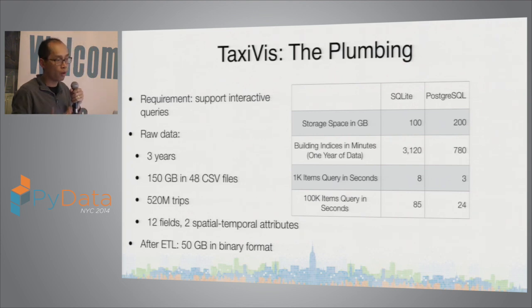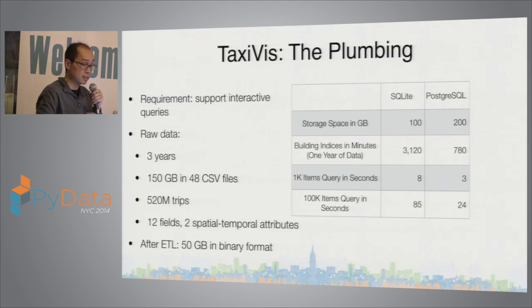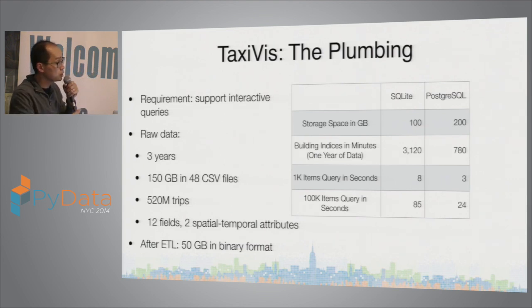We didn't really want to build our own database backend, but we tried a number of techniques. We tried SQLite, we tried Postgres, and also some commercial databases that I'll show a little bit later. But as you look at the statistics here, Postgres and SQLite took almost 2 gigabytes of disk space, and the time to index the data was like 13 hours for just 1 year. But the real problem is query performance. For a very simple query with a result size of 1,000 trips, it takes like 3 seconds already, which is below our interactive speed. We want something on the order of seconds. And if we go a little bit larger, it takes like 24 seconds.